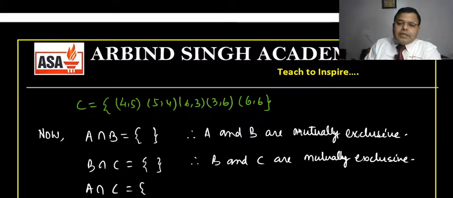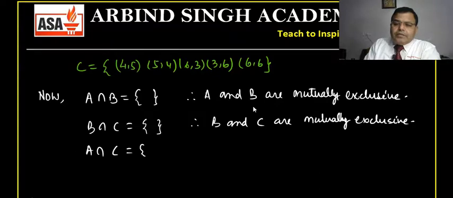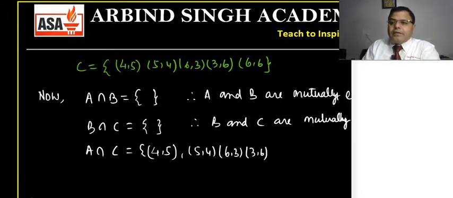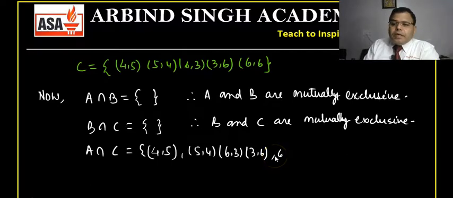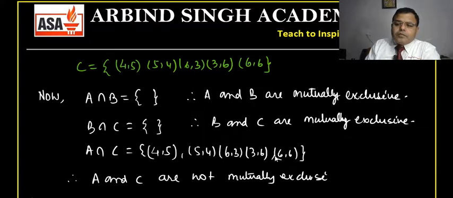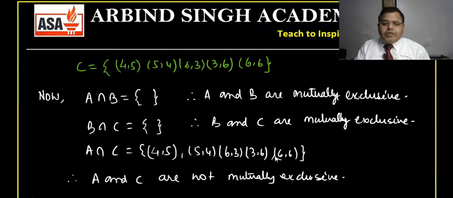A intersection C: is it there? 4,5 is common, 5,4, 6,3, 3,6 are common, and 6,6 is also common. So therefore A and C are not mutually exclusive, because they can happen together. So A and B are mutually exclusive, B and C are mutually exclusive, but A and C are not mutually exclusive. I hope you understood how to deal with this type of question.